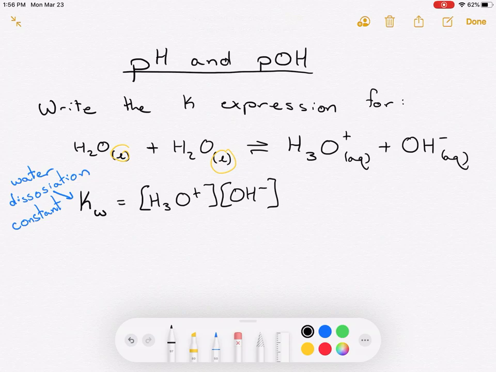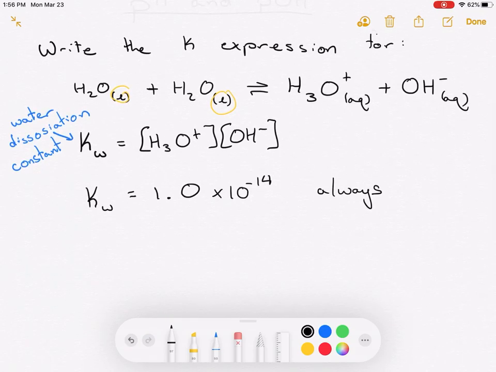Now, if you take a series of different things and you take the pH of it and the pOH of it, you will find that KW is always going to equal 1.0 times 10 to the negative 14th. Always. Yay. Because of this fantastic constant, we can use it for determining things like pH and pOH.